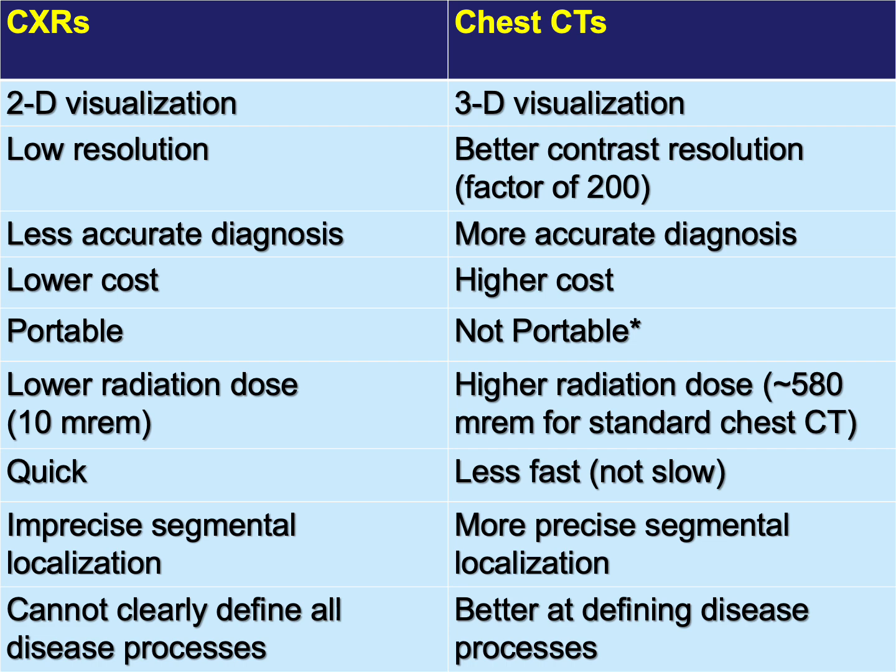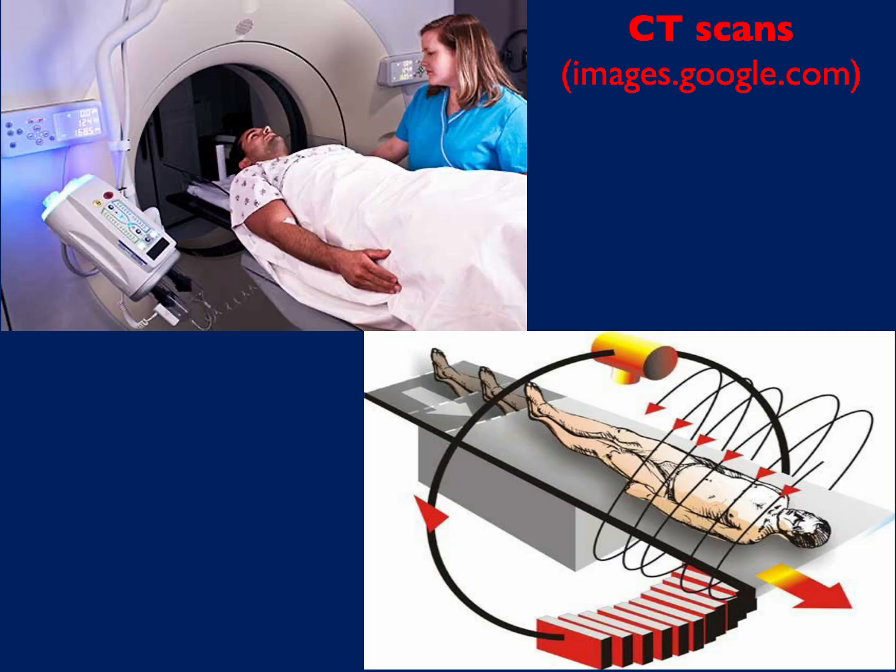On X-rays, we have imprecise segmental localization, versus CT scans, which will give us a much better picture of segmental localization, which translates into defining disease processes better. Here is a picture of a patient going into a CT scanner. The big round donut thing that you see behind him is the CT scanner.